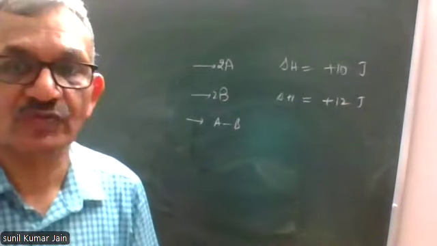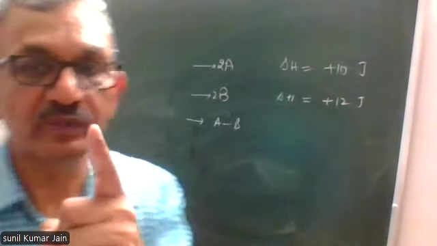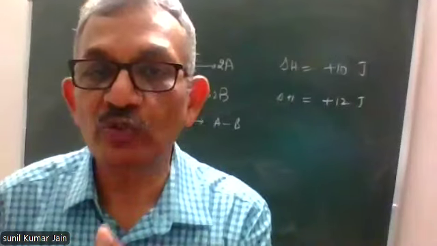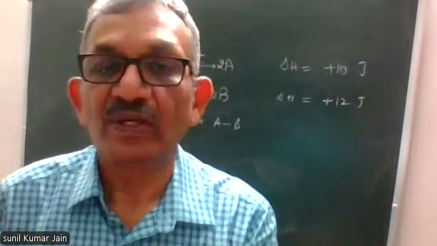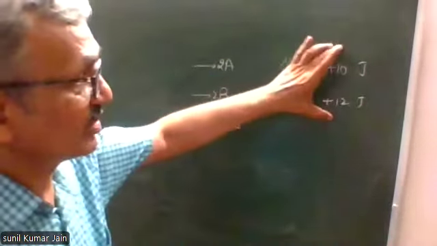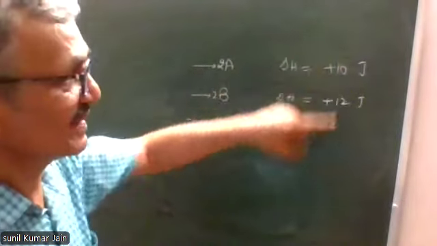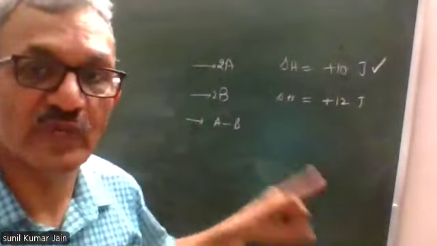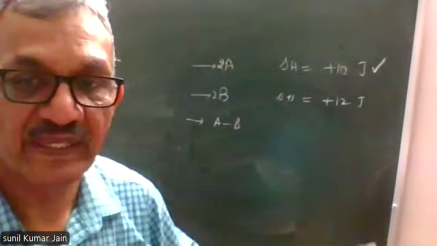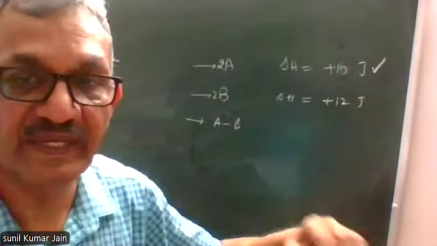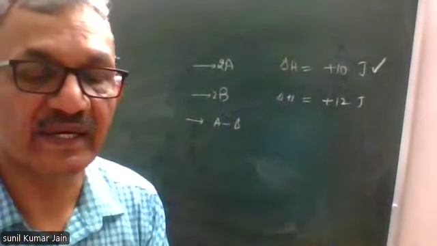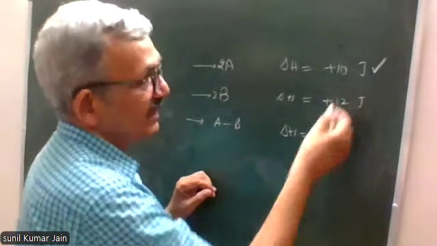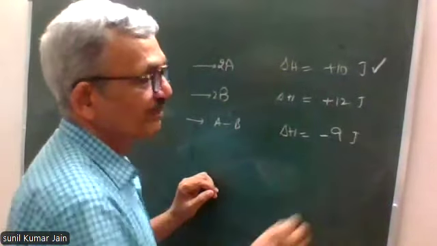When new AB attraction is formed, I told you in case of positive deviation, new AB attraction will be weaker than the weaker of these two. In this case, weaker is this. It means new AB attraction formed will be weaker than this. A value less than 10 will be released. So this will be delta H, let us say minus 9 joules.